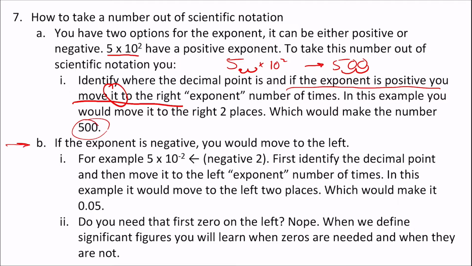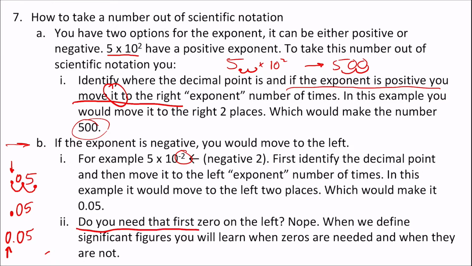If the exponent is negative, you move to the left. For example, 5 times 10 to the negative second, so it's a negative 2 up here. First, you want to identify where is that decimal place. Yep, it's to the right of the 5. And now you take that decimal place and you move it to the left 1, 2. So when you move it to here, you have to add that 0, and now it would be 0.05. You could also write it as .05. That 0 is optional. And again, we're going to talk about zeros being optional and required later on in this chapter. Okay, so that was moving it over.